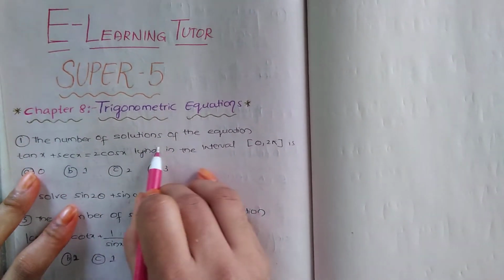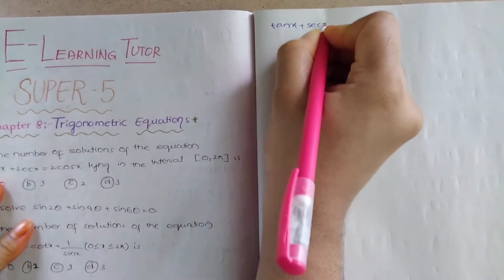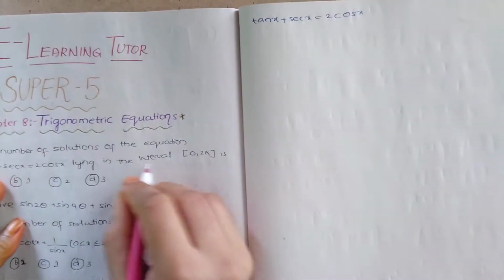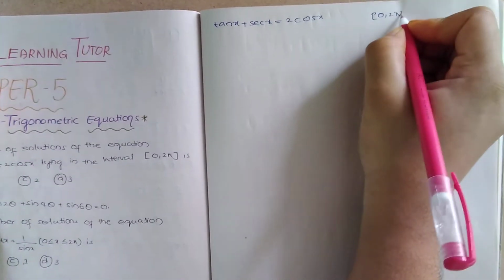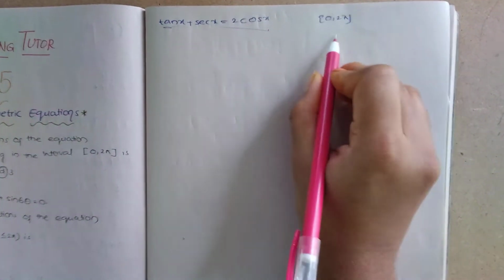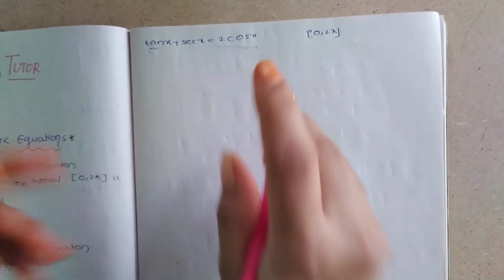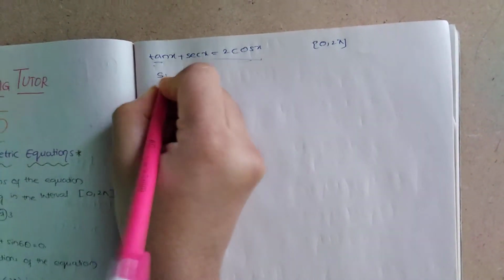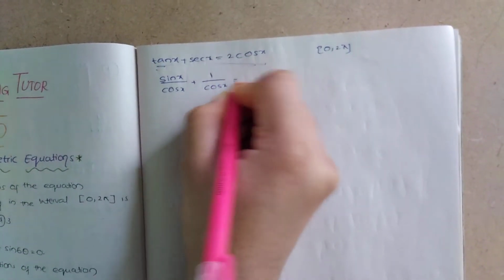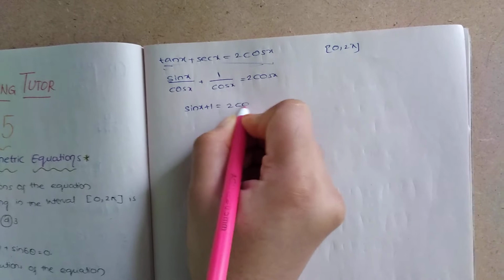The number of solutions of the equation tan x plus secant x is equal to 2 cos x, lying in the interval 0 to 2 pi. How many solutions satisfy this equation in this interval? Let's convert this whole equation in terms of sine and cos. sin x by cos x plus 1 by cos x is equal to 2 cos x. So sin x plus 1 is equal to 2 cos square x.